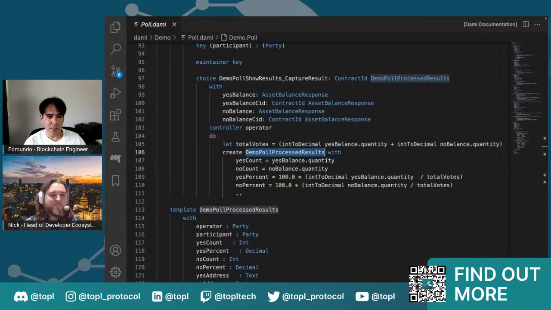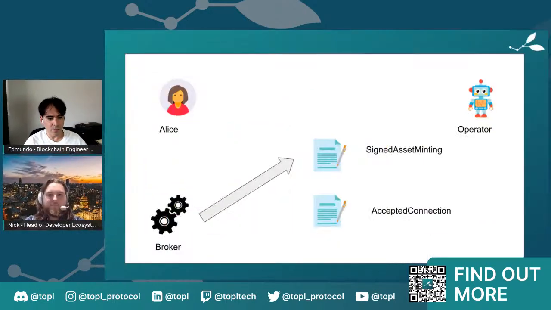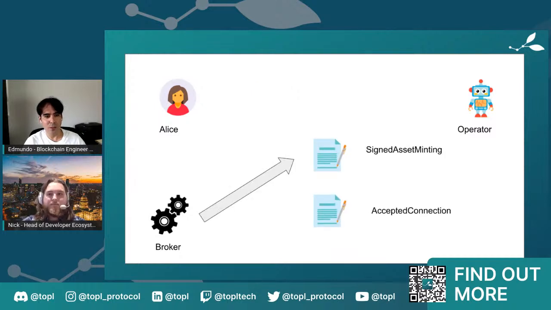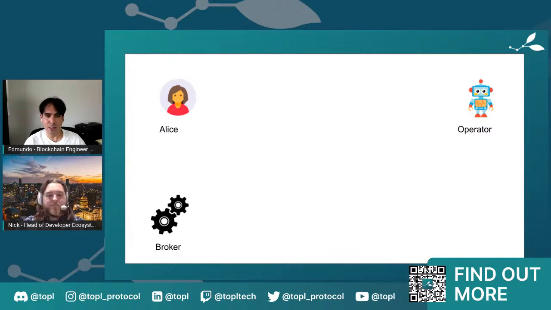So now I can show you the whole process. So continuing from the slides, there we go. So we had here the asset minting, that the broker gave us the asset minting, and there is the accepted connection contract. It might be easier if we go from the beginning just to see what happens at the beginning.